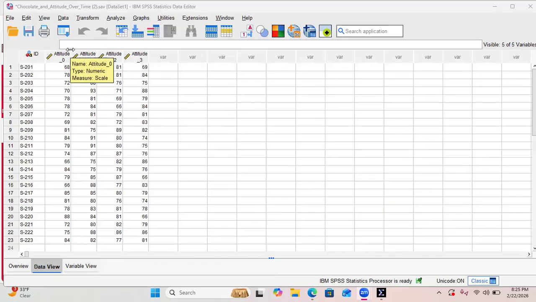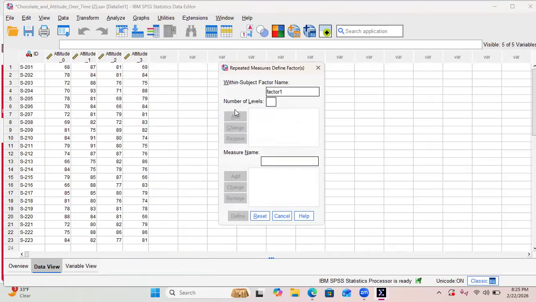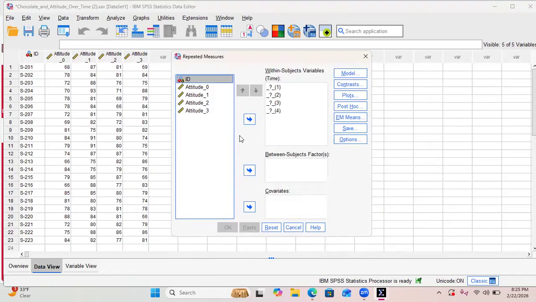So what we're going to do is go ahead and set up our analysis. We're going to go to Analyze, General Linear Model, and click on Repeated Measures. And what we need to do is give our factor name a different name. We're going to go ahead and name that time. Since we're looking at 4 different levels of time, we need to have 4 different levels. Go ahead and click Add, and then hit Define.